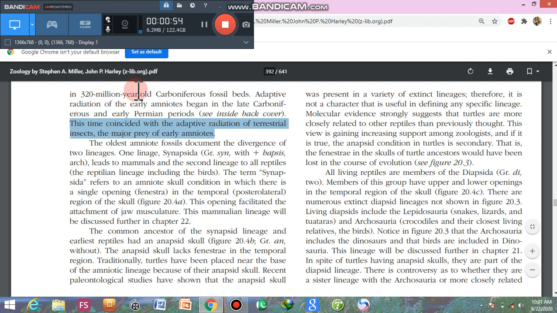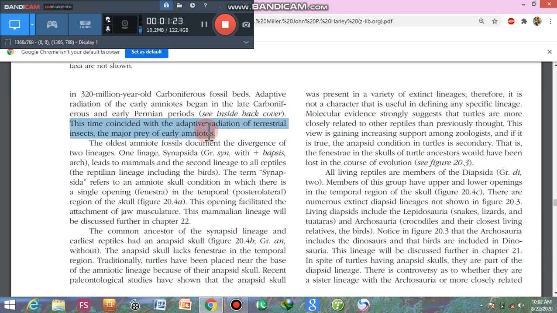Previously we discussed that we have found fossils of amniotes in the Carboniferous fossil bed, meaning 320 million years old. At the same time, the evolution of the amniotes is contemporary to the adaptive radiation of the terrestrial insects, which are the major prey of the early amniotes. If food is available in plenty, definitely amniotes flourished at that time.